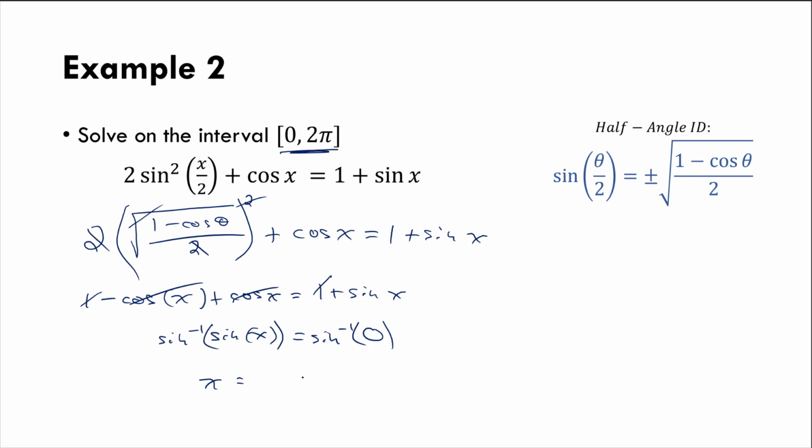So what angle gives us a sine of 0? That's going to be at 0, it's going to be at pi, and it's going to be at 2 pi. So that would be our solution for that one.